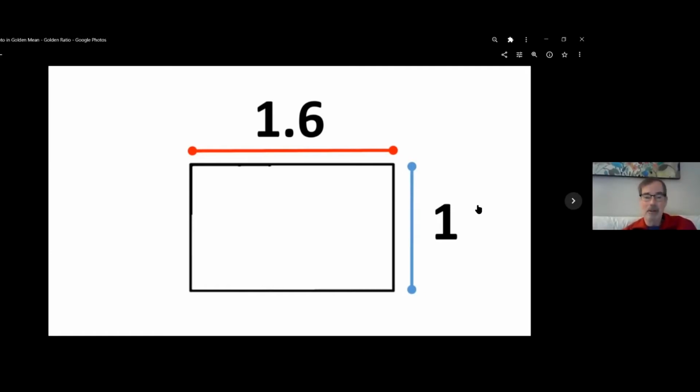1 compared to 1.6, and that can be whether you're talking about an inch or 1 football field versus 1.6 football fields, or whatever it is. That's the ratio we're looking at. And here the ratio is put into a rectangle, so we can call this a golden rectangle, let's say.